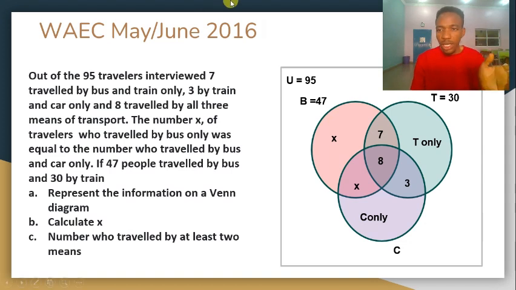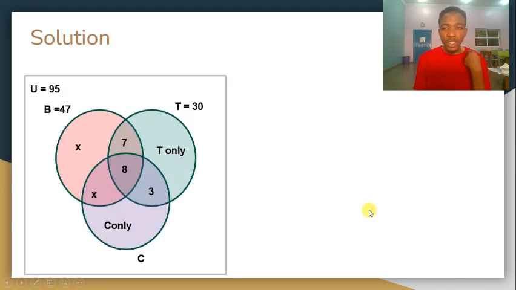Okay, so I use T only to represent this space and C only to represent this space, because this space is for people that travel by train only and this space is for people that travel by car only. So, going to the next step.